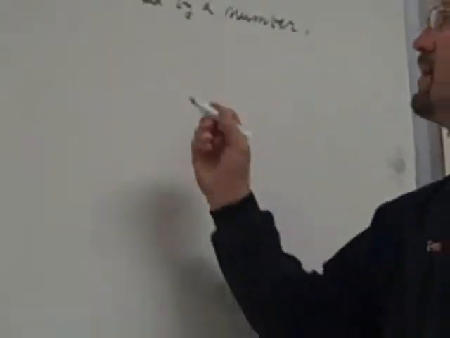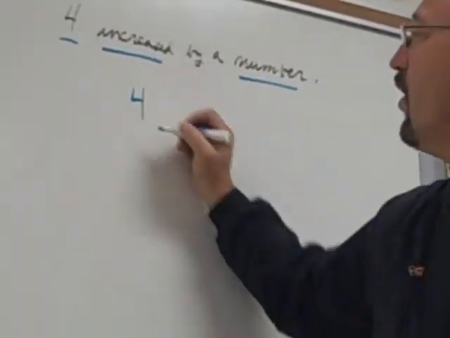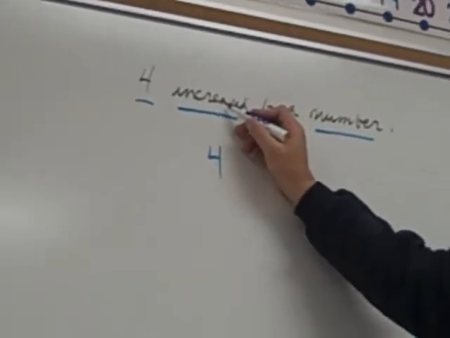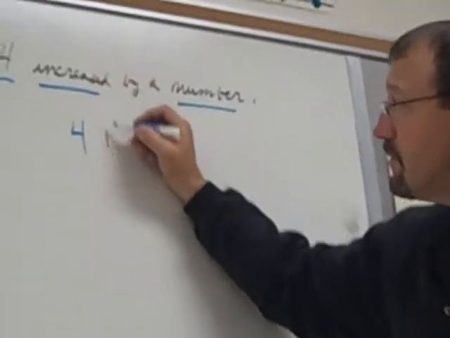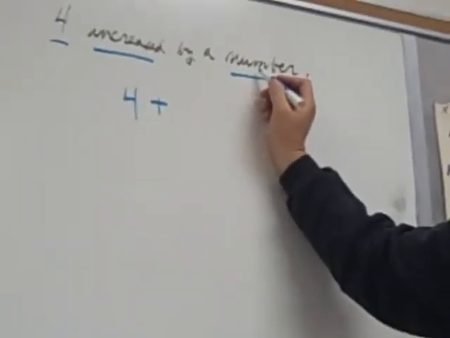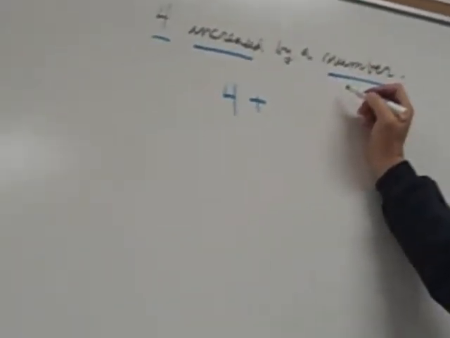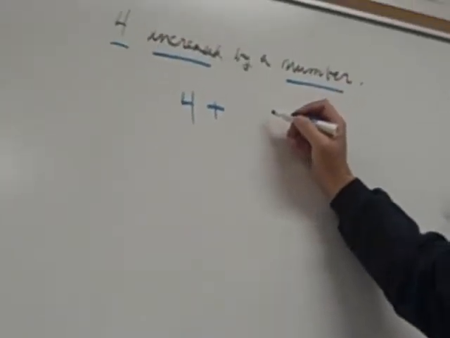So if we see this statement, because it's really not a sentence: 4 increased by a number. That's the key things in that statement, correct? Agree or disagree? Agree. Okay. 4 plus, a number. Well, we don't know what that number is. X. It's a variable. We can put X, B, A, Y, Z, N, whatever we wanted to put.